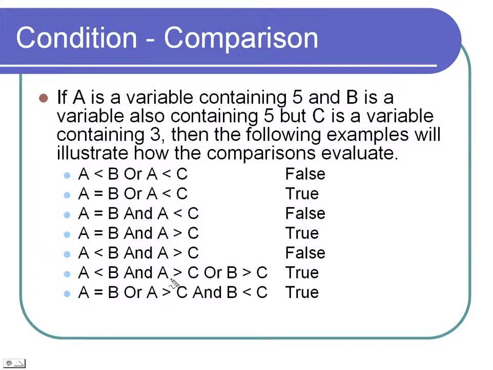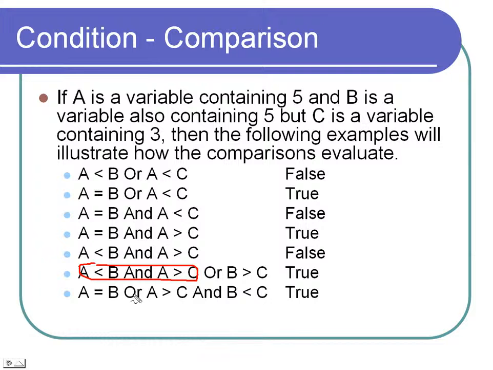But now we have to take this whole thing as being false. Okay? So we're looking at this as one single grouping now, and we're going to OR it with this. So B greater than C is 5 greater than 3. That's true. So even though we have a false here, we've got a true here. So the whole thing becomes true.